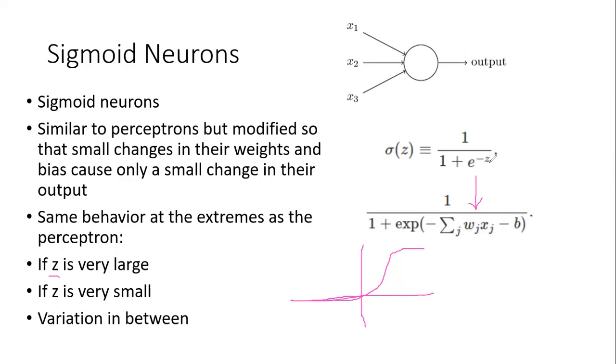Sir, ek bahut bada number. Yeah, so almost 0. One over a bahut bada number is almost 0. So at the extremes, the behavior is exactly equal to the perceptron. At the extremes, if z is very large, the neuron fires. If z is very small, the neuron does not fire.